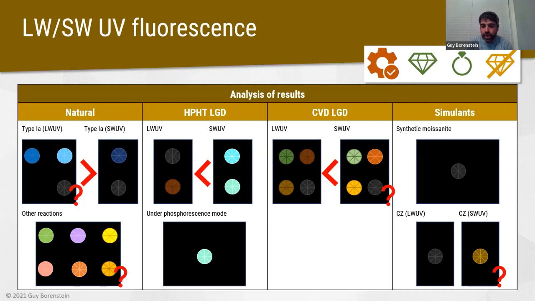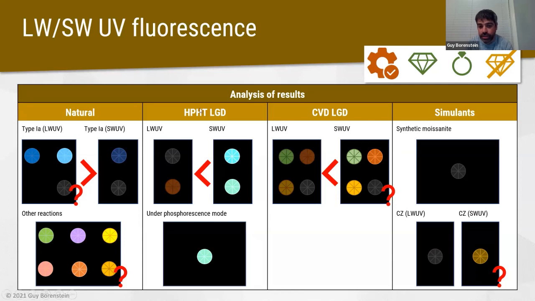So I know it's a little bit overwhelming, so try to follow me from left to right. First of all, we see here natural stones. If they are type 1A and they are showing us blue coloration, long wave and short wave, long wave always stronger than short wave, then it's natural, there is no problem. But if they are the other 2/3 that are not fluorescing at all, we still don't know what we have. Same thing for natural diamonds that are giving us other colors. We cannot be sure with this technique.